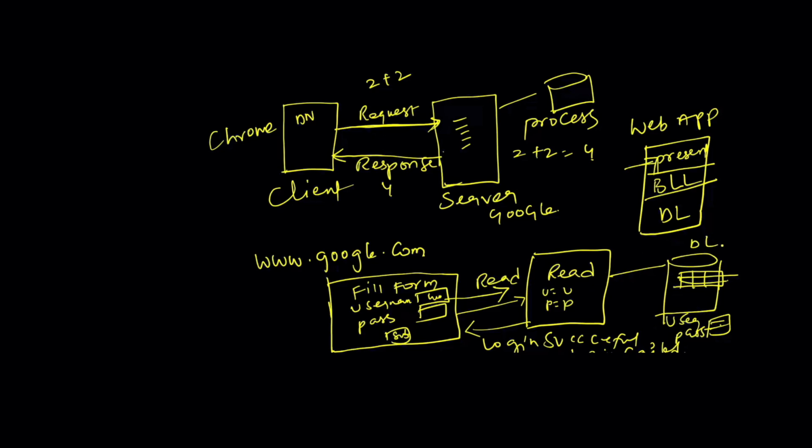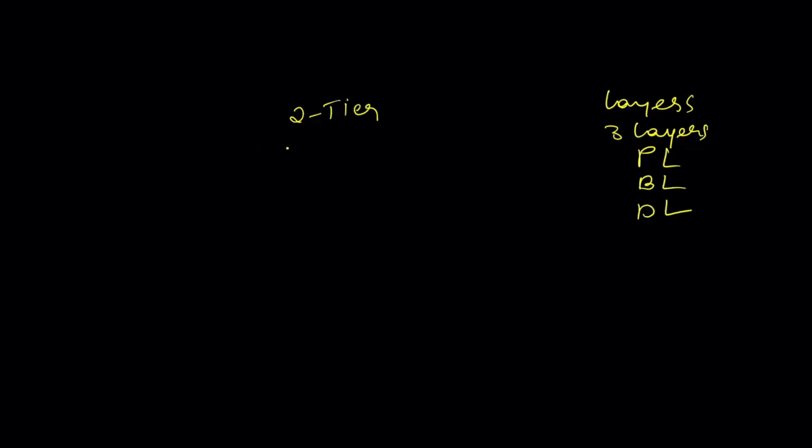This is your data layer, where the exact data is stored. This is the business logic, which acts as an interface between the user interface and the data layer. And this is the presentation layer. So these are the three different layers in a typical web application. But how many tiers are we having? We are having 2 tiers. How many layers are there? 3 layers: presentation layer, business layer, and data layer. How many tiers do we have here? One tier is the client, another tier is the server.